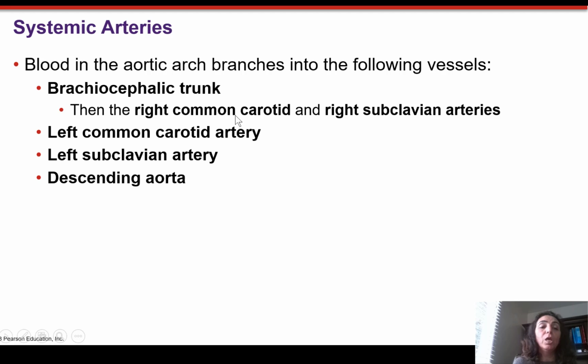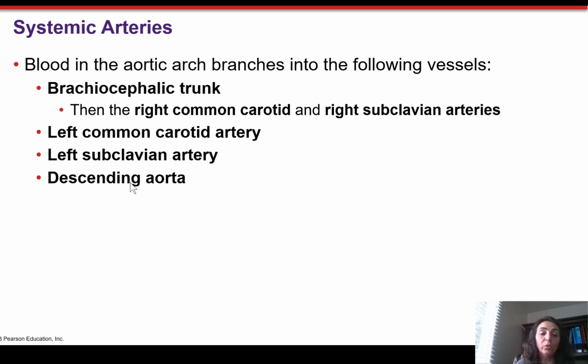Right common carotid artery supplies the right side of the head and neck and the right side of the brain, and right subclavian artery supplies the right arm. Then aortic arch continues as the descending aorta, and descending aorta continues down until it gets to the abdomen. It passes through the diaphragm and gets to the abdomen.